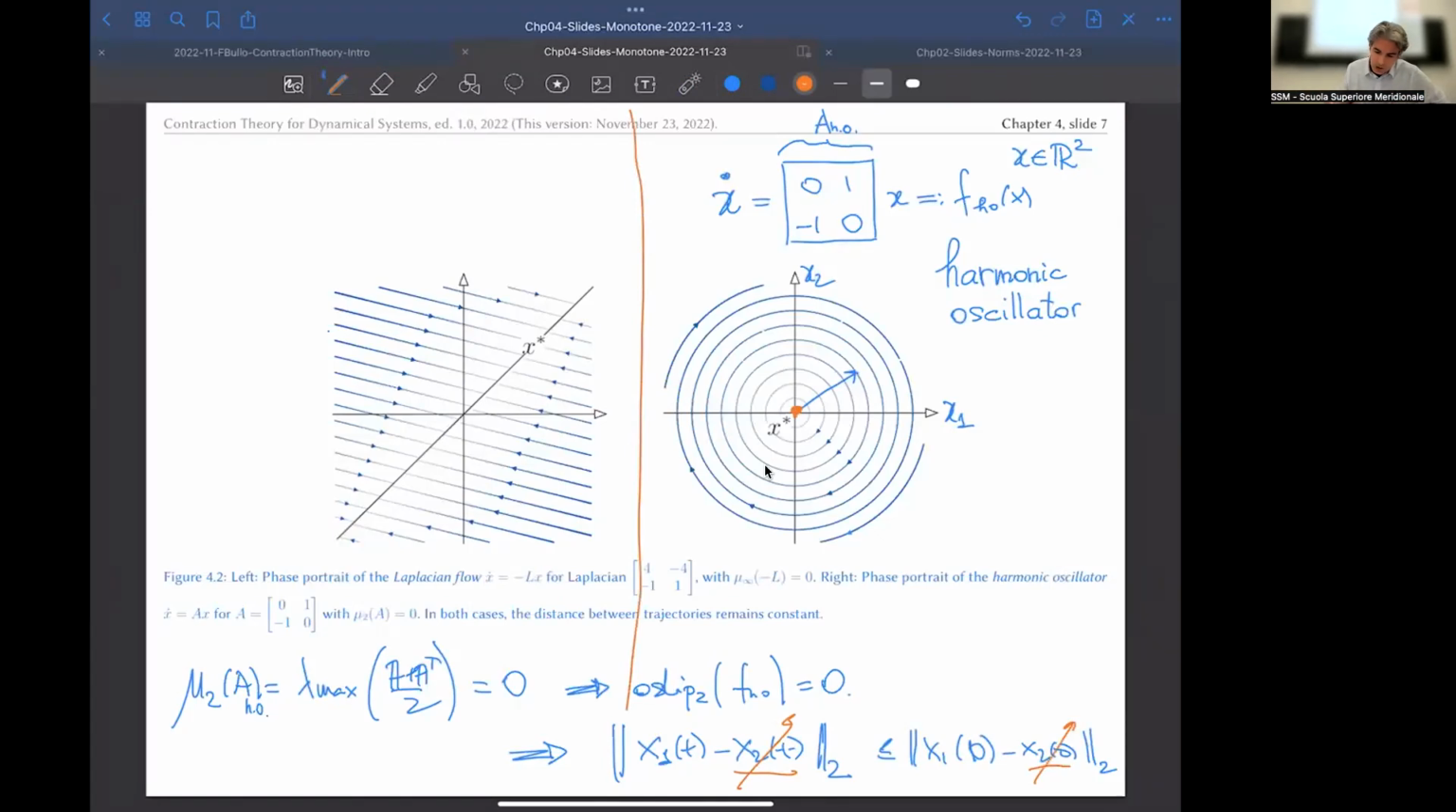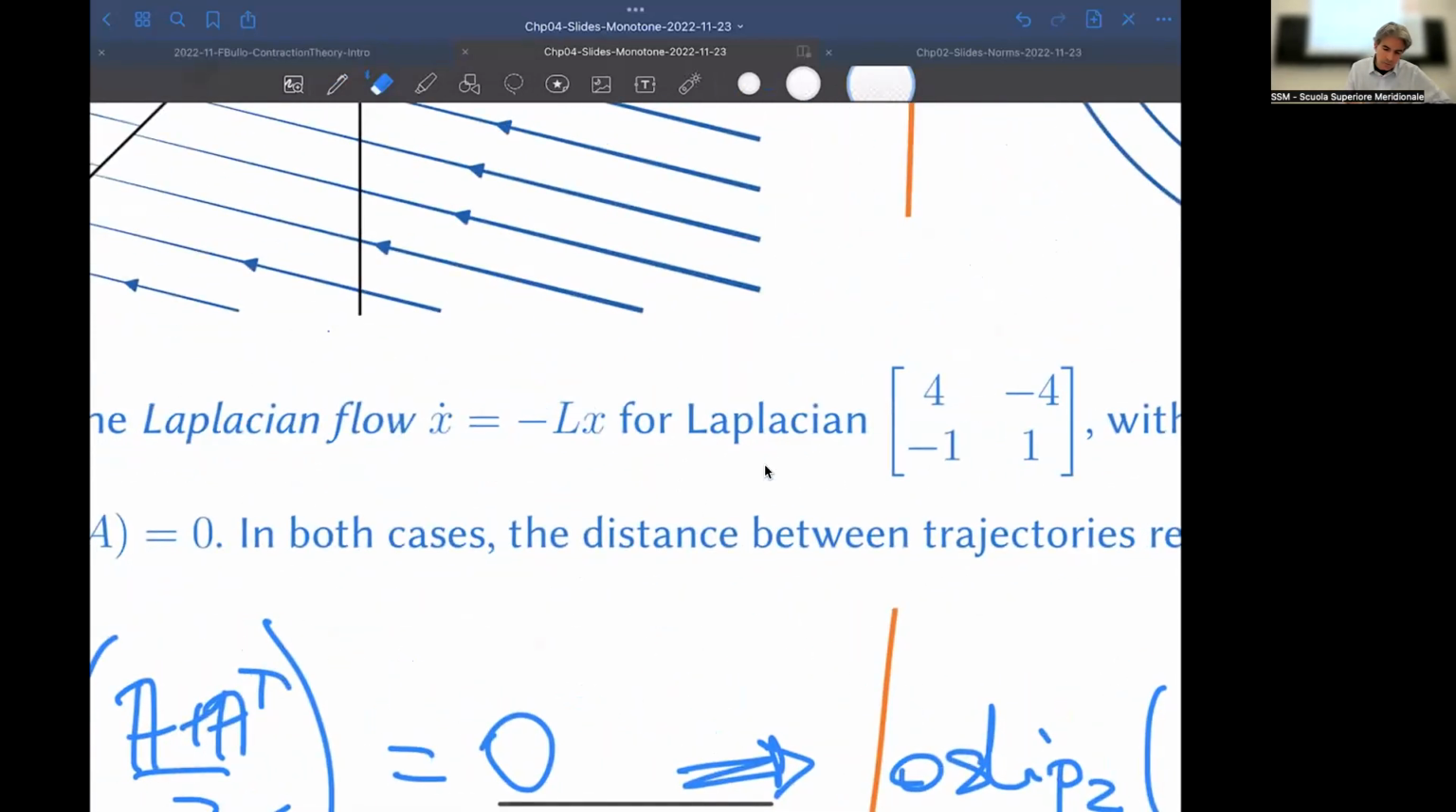I have another example, which is a canonical example. And I don't know if you are familiar with a little bit of algebraic graph theory, consensus algorithms, and so on and so forth. But the point is that you can define such things as Laplacian matrices. So let me enlarge this. I'm now going to consider something called a Laplacian flow. L is a Laplacian matrix.